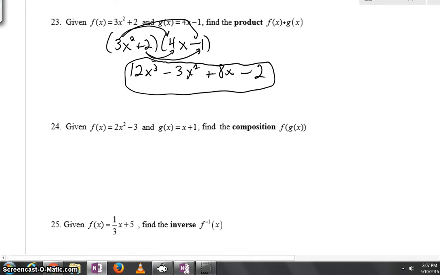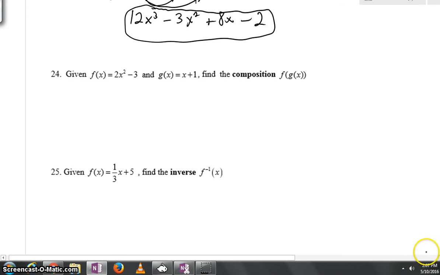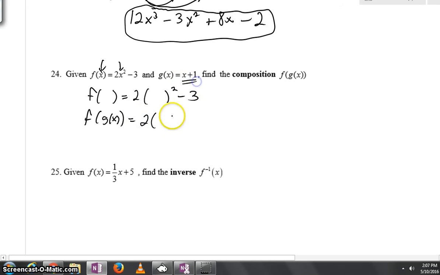As we take a look at number 24, a composition where we plug one function inside of another. Remember the notation that we've used in the past, f of a blank equals 2 blank squared minus 3. Wherever we had an x, we would just leave an open space with parentheses. That means we can put in f of g of x, and that means we're going to put g of x in this other space. But g of x is really x plus 1. So I'm going to substitute in x plus 1 there.